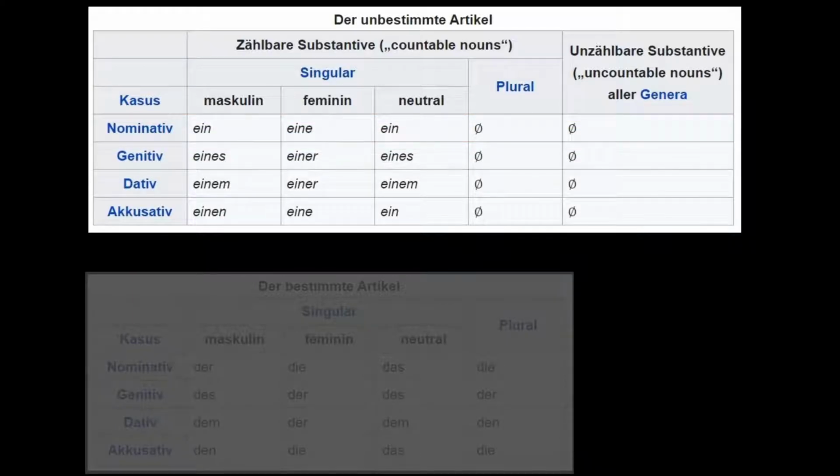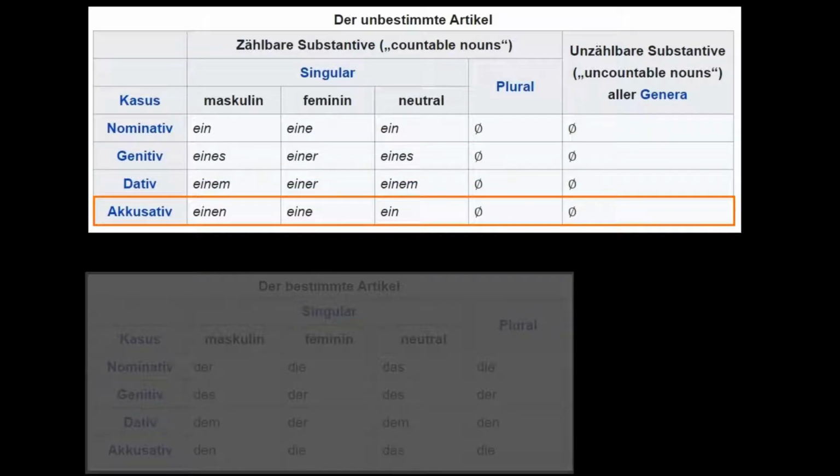Genitiv. We ignore that one. No one likes the genitive. Nobody's hardly ever using it. Dativ. Ich fahre mit einem Bus. Ich fahre mit einer Bahn. Ich fahre mit einem Auto. Again, masculine and neutral are the same. No article for plural or things like rice, water, flour and such like.